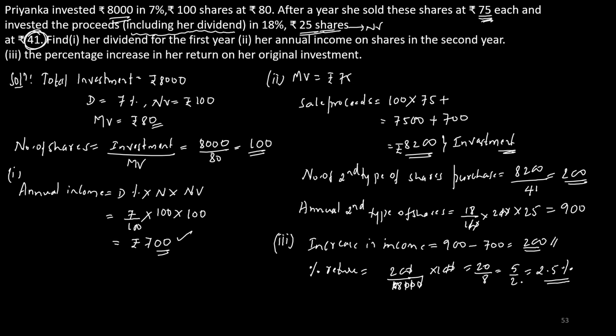Any doubt over here, children? Let me know. Any doubt here? Akash, why did you get it as 28.57?